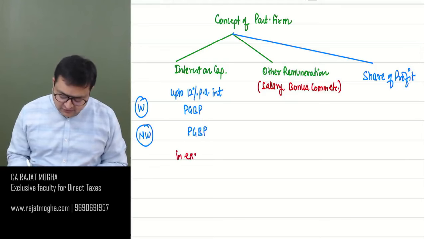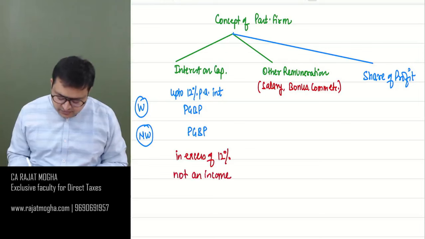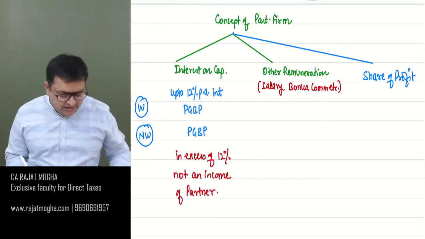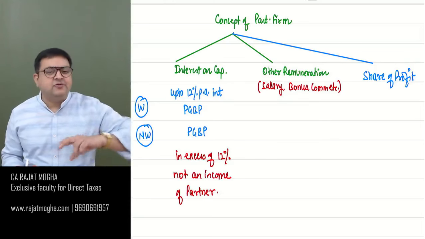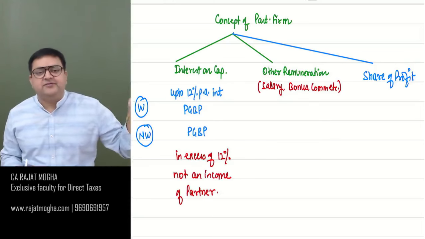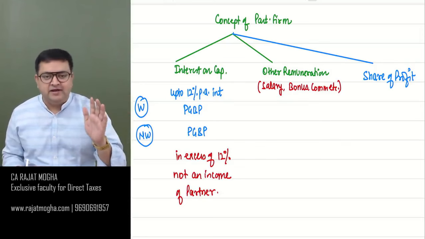In excess of 12%, it is not an income of the partner. So only up till 12% it is an income. In excess of 12%, it is not an income for the partner. Why? Because it is not allowed in the partnership firm. Partnership firm will pay tax. Partner will not pay tax.